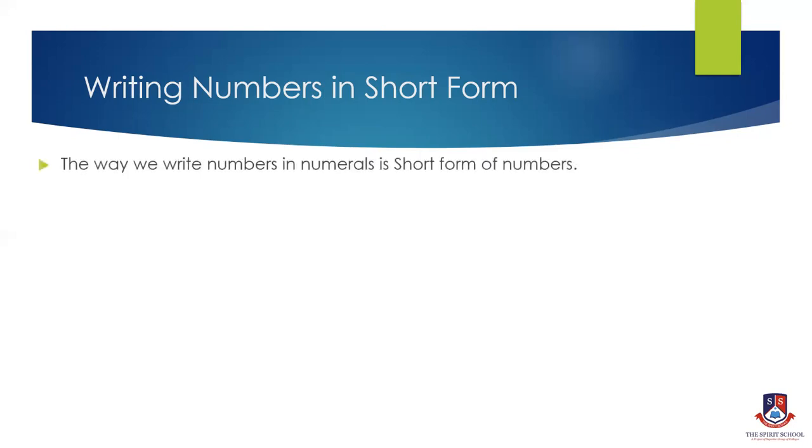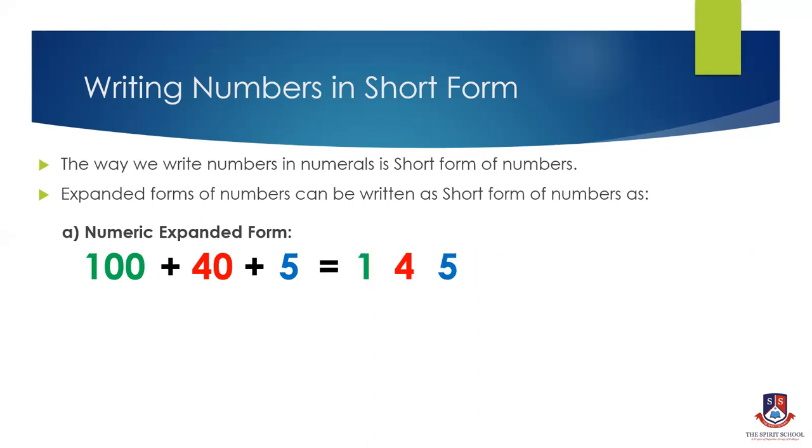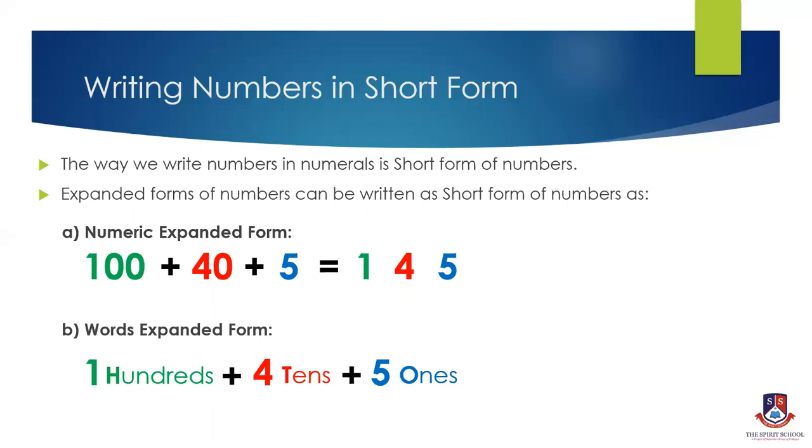So the way we write numbers, numerals, is the short form of numbers, and expanded form numbers can be written as short form numbers. Firstly, let us see how the numeric expanded form can be converted into short form. Here we have a number that says we are having one hundreds, four tens, and five ones. So the number is 145. Now here we have a number in words expanded form. Here we are specifying the place value of each digit. So it says that we are having one hundreds, four tens, and five ones.